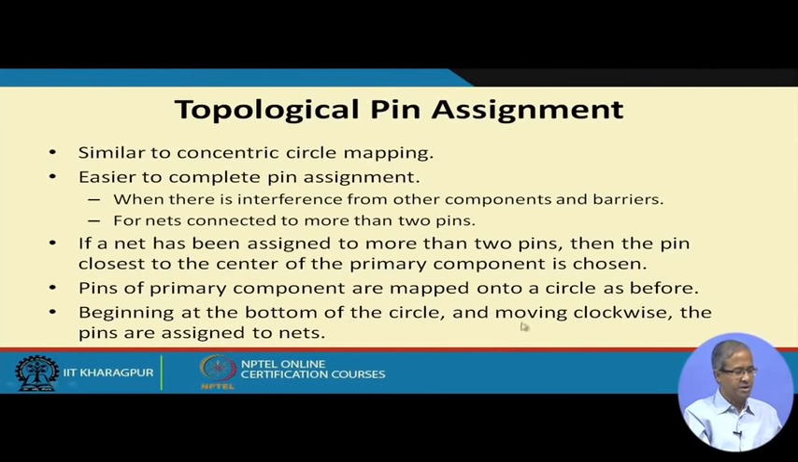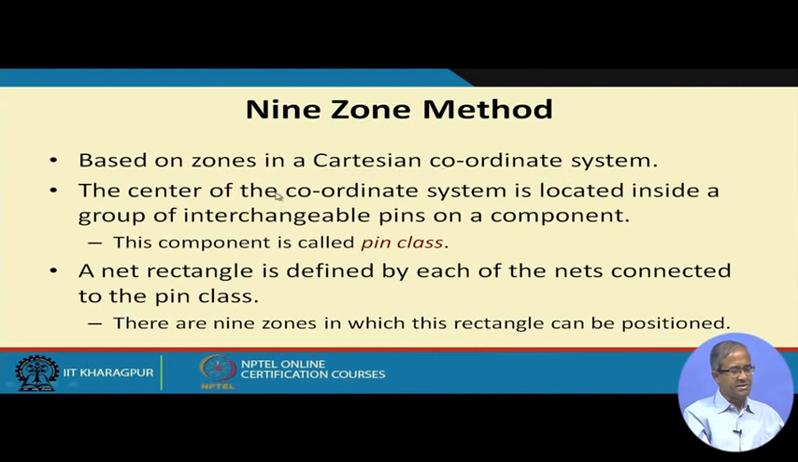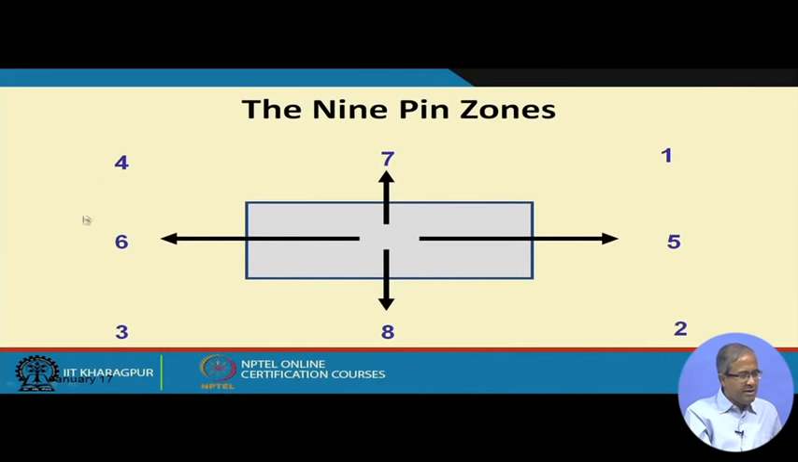The rest is quite similar, so I am not going into detail of this. The 9 zone method is somewhat different, and here I am just giving you the basic idea. Here we divide the entire rectangular zone around a block into 9 zones. We name them 1, 2, 3, 4, these are the diagonals, and 5, 6, 7, 8 are the 4 horizontal and vertical directions. Whenever you have a connection to be made to an external pin, you consider it with respect to the center of this block. You see to which zone that connection belongs.